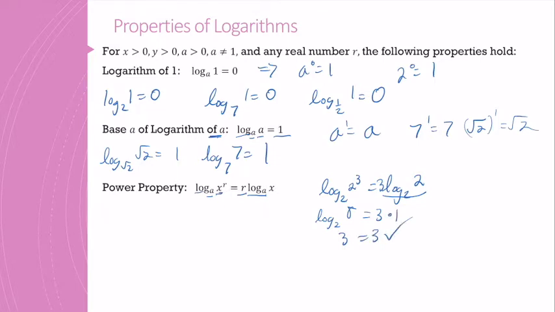That's true, right? What this is saying is I can move that exponent to the front. So if I have log base 5 of 25 squared, that's the same as 2 log base 5 of 25. If I have log base 7 of x to the 10th, that's the same as 10 log base 7 of x. They're equivalent.